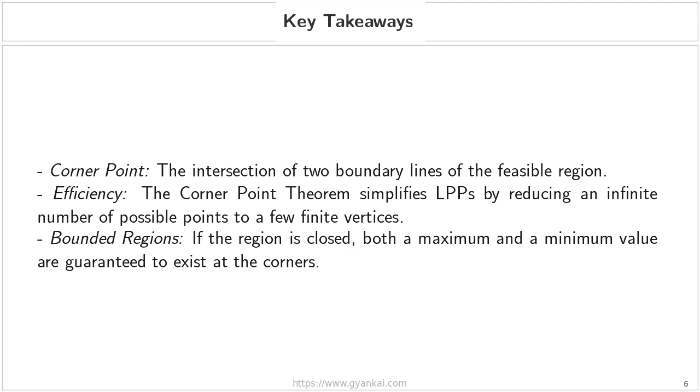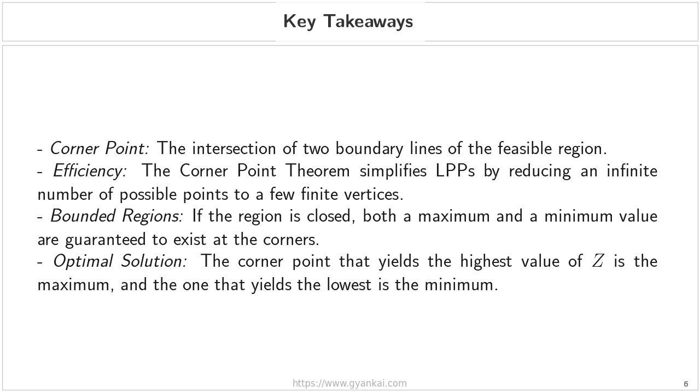Third, keep the rule for bounded regions in mind. If your feasible region is bounded, meaning it forms a closed polygon and doesn't extend forever, you are mathematically guaranteed to find both a maximum and a minimum value, and both will be located at the corners. Finally, let's summarize how to identify the optimal solution. Once you have evaluated your objective function, which we've written as z equals a times x plus b times y, the process is straightforward. The corner point that yields the highest value of z is your maximum, and the one that yields the lowest value is your minimum.